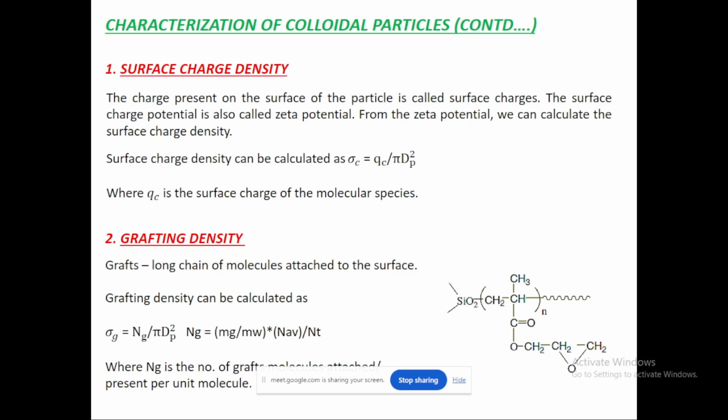So the grafting density, you can see the formula, it is calculated as Ng by pi dp square. Where Ng is nothing but the number of graft molecules that is attached or present per unit colloidal particle. So this Ng, that is your number of grafts, is calculated as per the formula that you can see here. It is Mg by Mw times NAV by Nt.